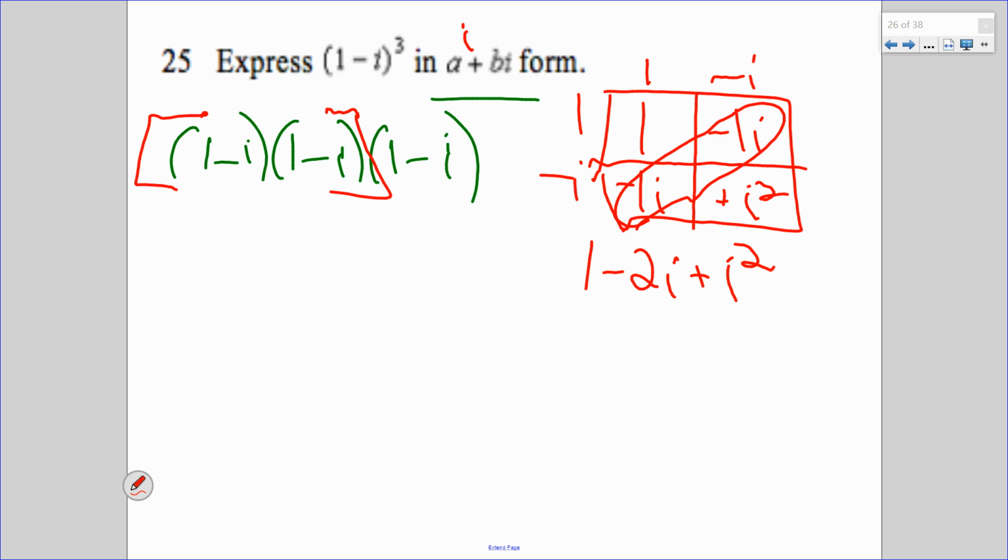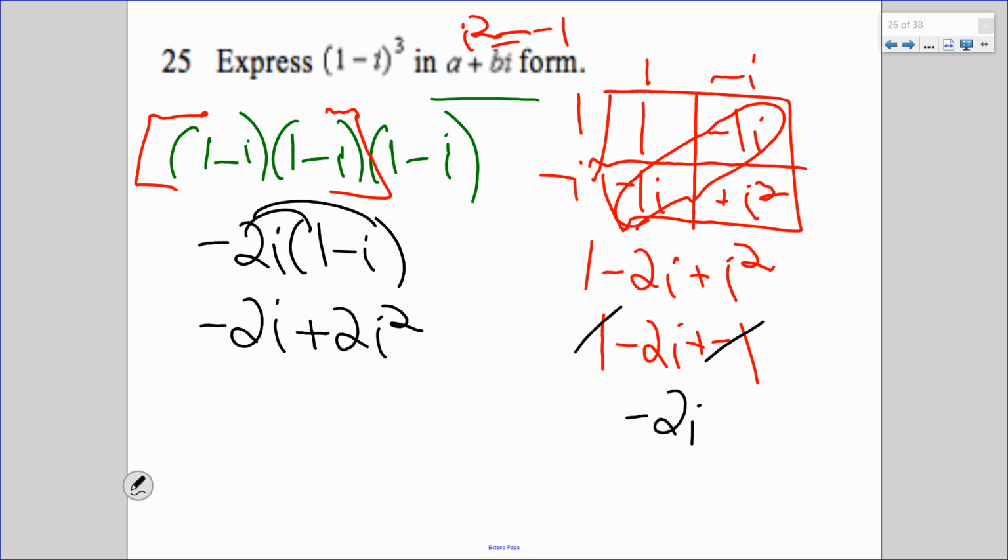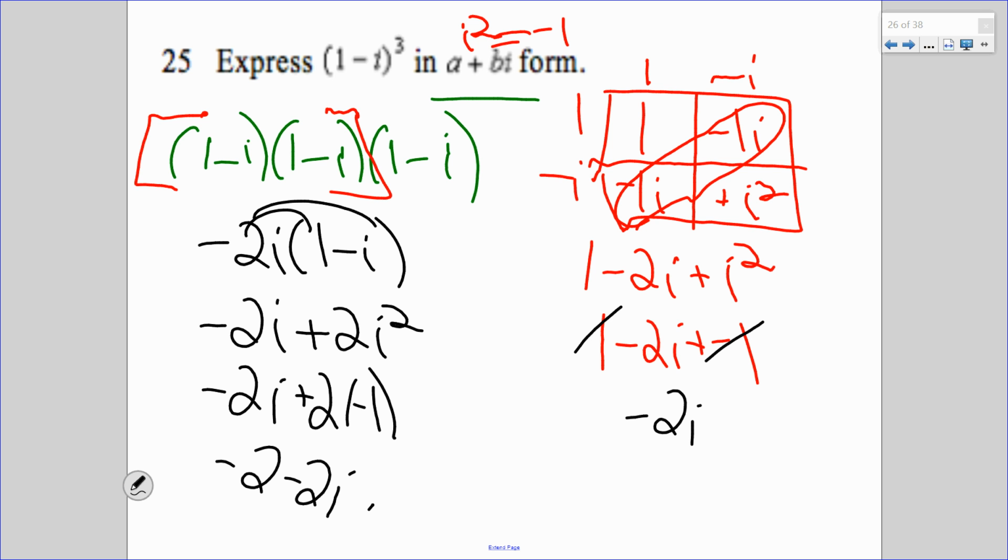And then the most important thing for this type of question is that i squared is negative 1. So I replace the i squared with negative 1. When I combine like terms, the negative 1 and positive 1 cancel. I'm left with negative 2i. So now I do negative 2i times 1 minus i. I distribute. I get negative 2i plus 2i squared. But again, whenever I see an i squared, I replace it with negative 1. My answer becomes negative 2 minus 2i.